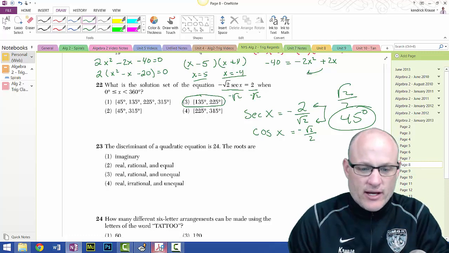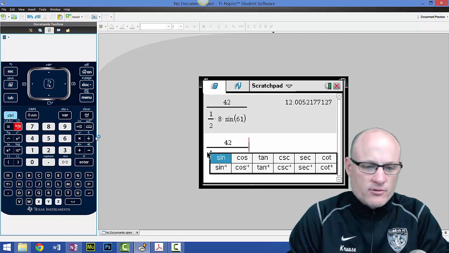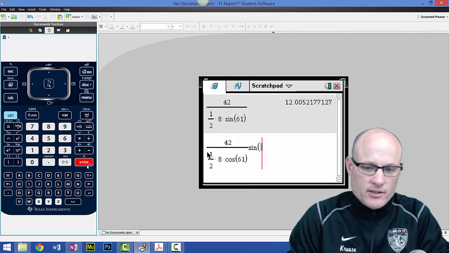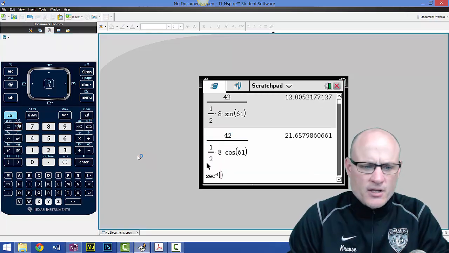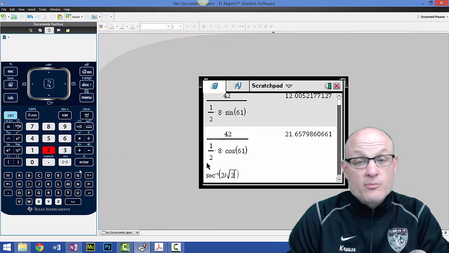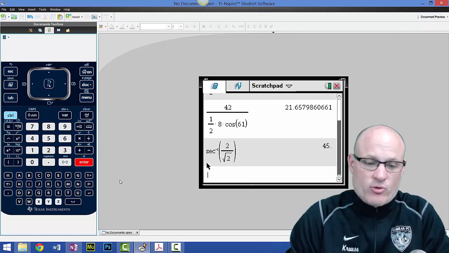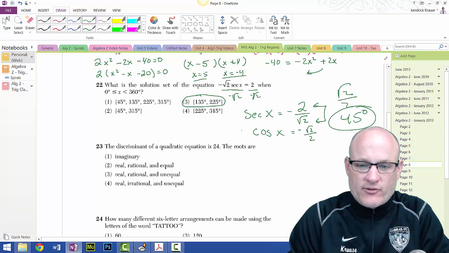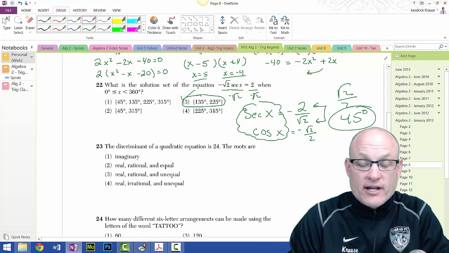Now, you didn't need to do that. You could have just come over here and said, okay, just hit inverse. Okay, so inverse secant of 2 divided by the square root of 2. Now, you couldn't put the negative in. And that gives you 45 degrees. Again, that's just giving you the reference angle. Then you have to remember that secant and cosine are negative only in the second and third quadrants, and that's why that's the answer.